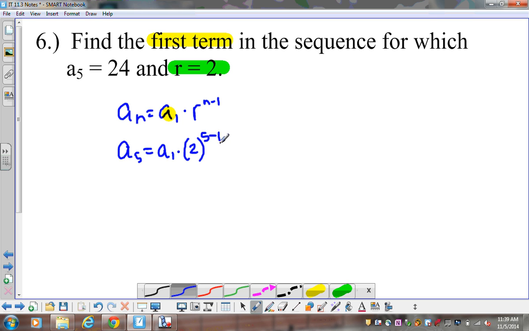So it'll be 5 minus 1. Now, because they give me my fifth term, a sub 5 is 24. So I can take 24 and substitute that into a sub 5. So I've got 24 equals a sub 1 times 5 minus 1 is 4, so this is 2 to the 4th power. When I start simplifying, 24 equals a sub 1 times, 2 to the 4th power is 16. So it's a sub 1 times 16.